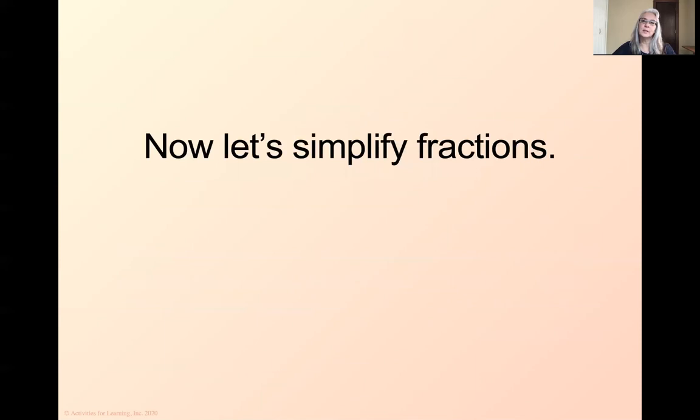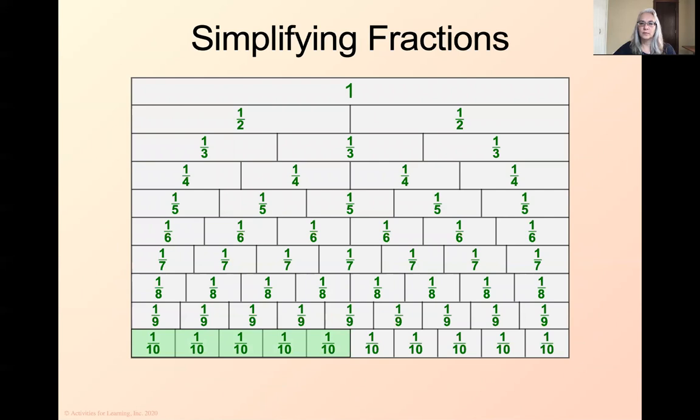All right, let's look at simplifying fractions. So here I have 5/10. I can simplify that to 1/2. Here I have 4/8. I can simplify that to 1/2. 3/6, 2/4. So all of these are the same amount. That's what simplifying fractions is.